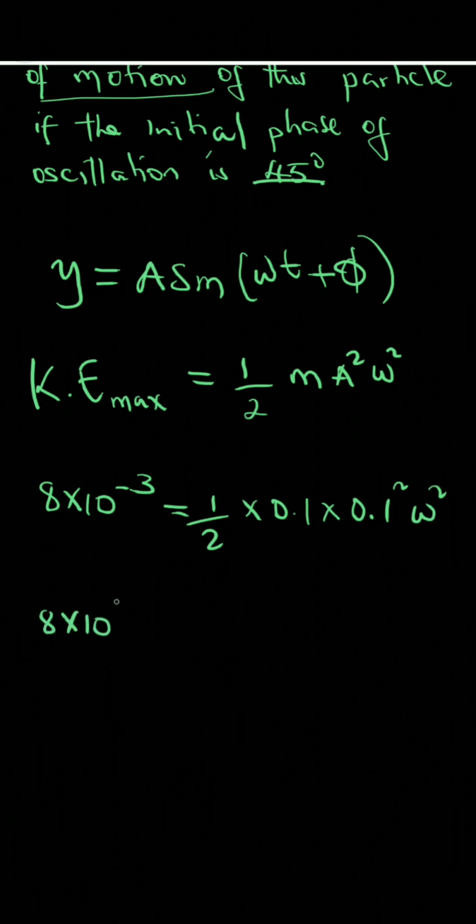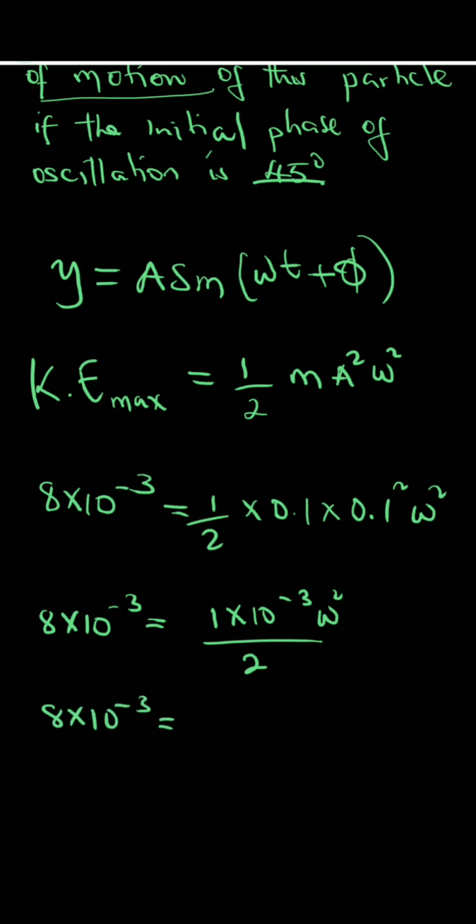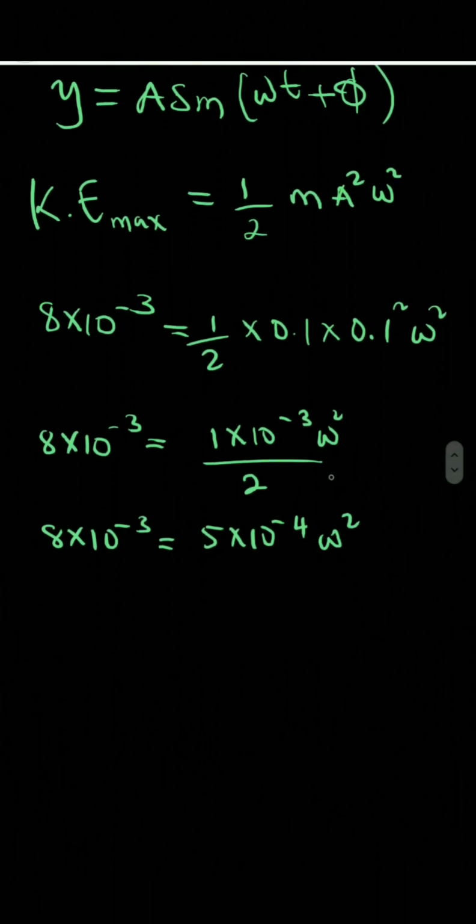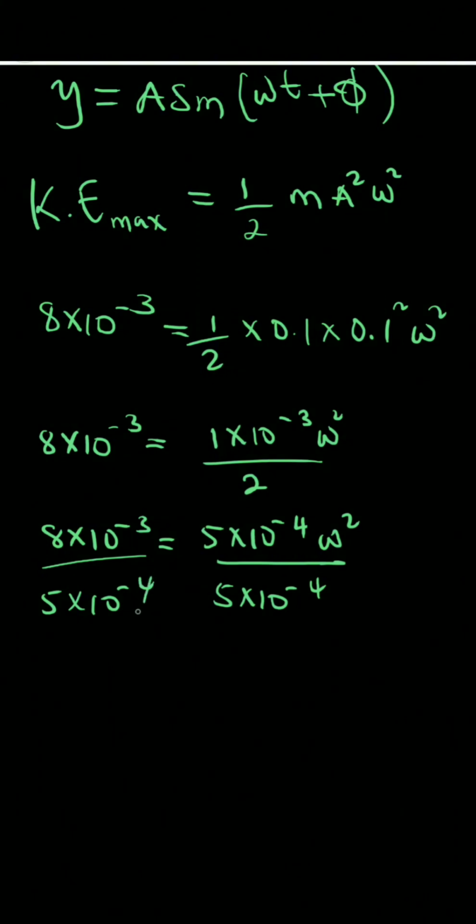So now let's work this out. Left hand side maintained, then we get half. So 0.1 times 0.1 squared simply gives us 1 times 10 to the power negative 3, multiplied by angular frequency squared, not forgetting that we are dividing by 2. Okay, so left hand side maintained, then on the right we simply get 5 times 10 to the power negative 4, upon calculating, multiplied by angular frequency squared. So we divide both sides by 5 times 10 to the power negative 4 so that we obtain the angular frequency.